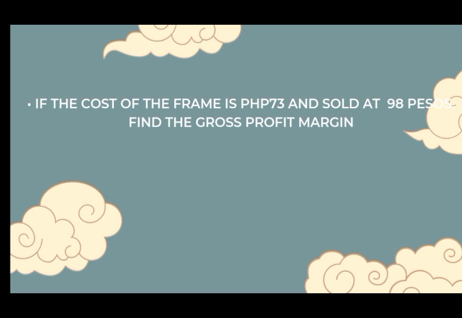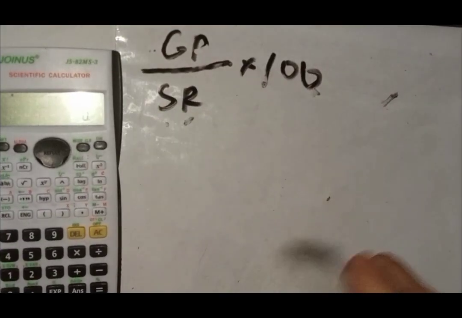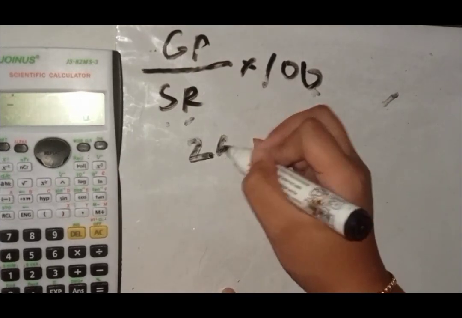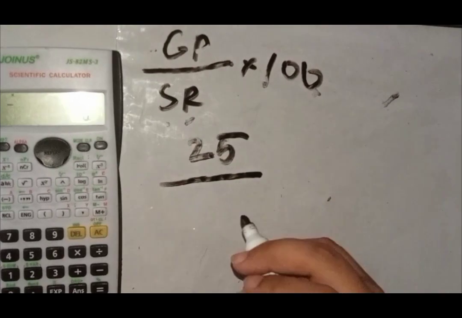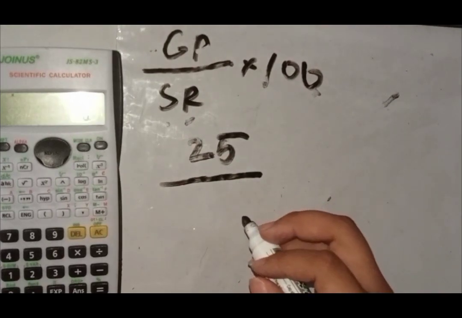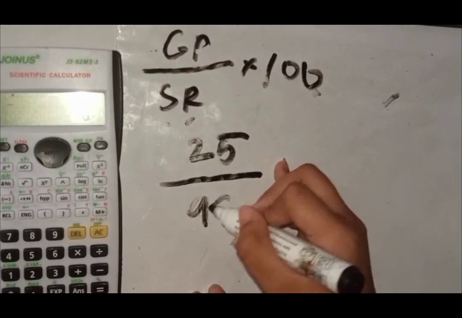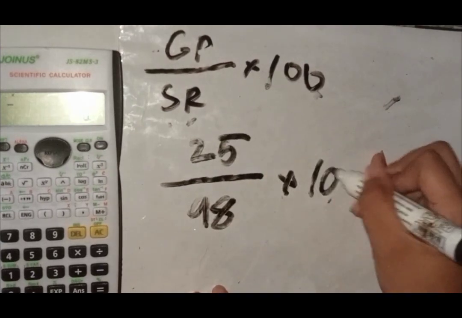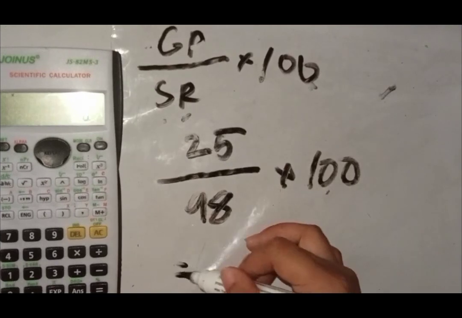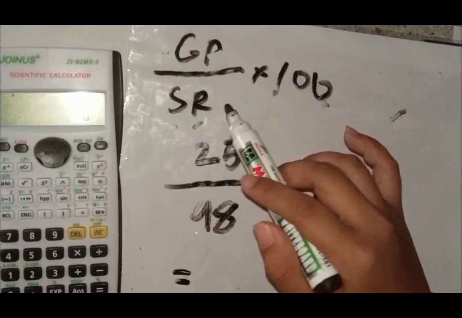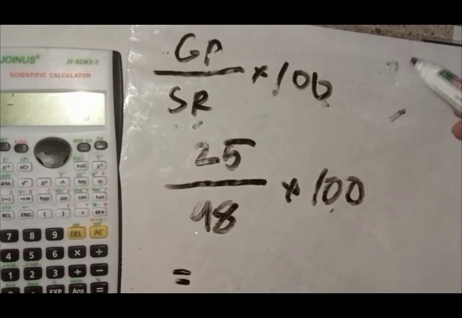So, ito naman ay frame pa rin, same question, same problem, but ang hinahanap naman dito sa question na to is yung profit margin. So, ano nga ulit yung gross profit ng frame? So, ang gross profit ng frame is 25 over the sales revenue, which is 98 pesos, times 100. So, it is percentage guys. So, lagi nyo tatandaan na kapag gross margin, it is percentage.